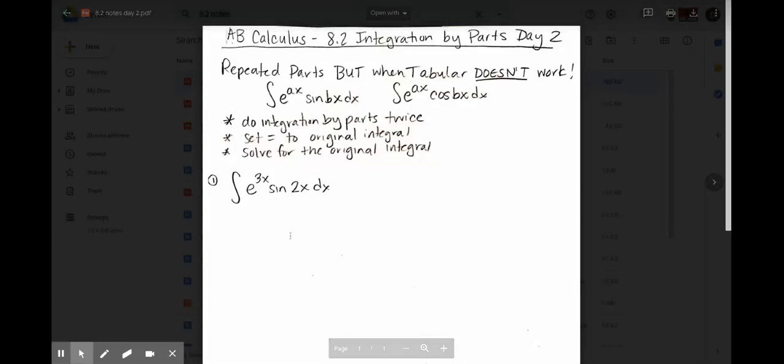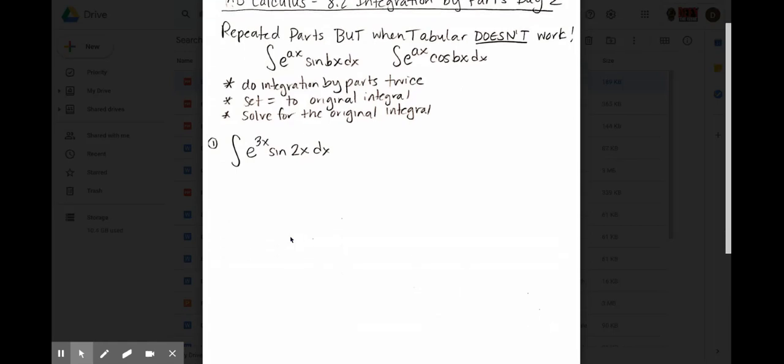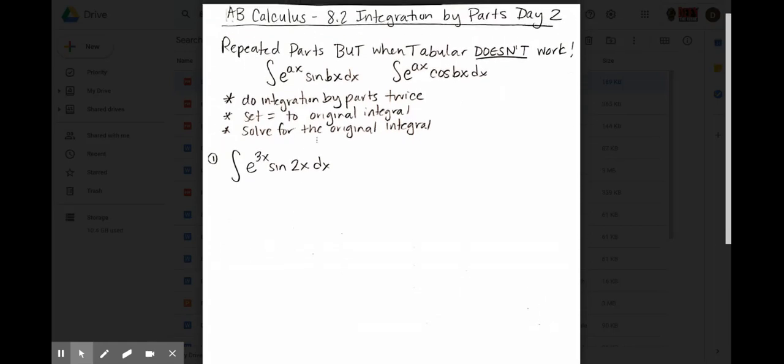All right, so integration by parts, this is the very last part. I just didn't want to lump it with the first day because I felt like it was too overwhelming. There's a last type for integration by parts, and you saw on the first day that there's certain types where you have to do integration by parts multiple times. And if you recognize one of those three formulas, then you use the tabular method.